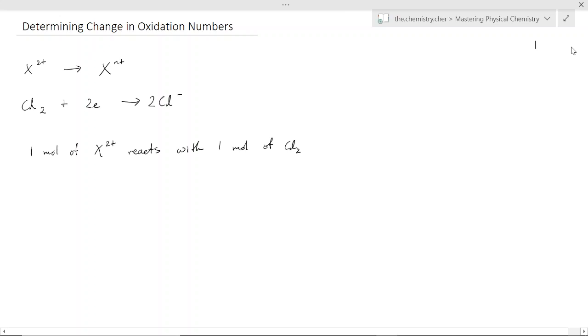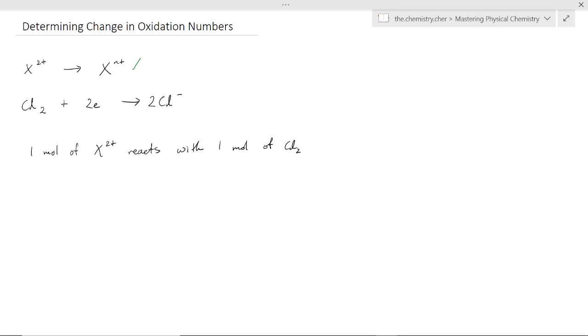Hi everyone, in this video we are going to talk about how we can determine the change in oxidation numbers. So let's get started. In this reaction, you'll realize that you are given one unknown, X^n+, and you are told that 1 mole of X^2+ reacts with 1 mole of Cl2.